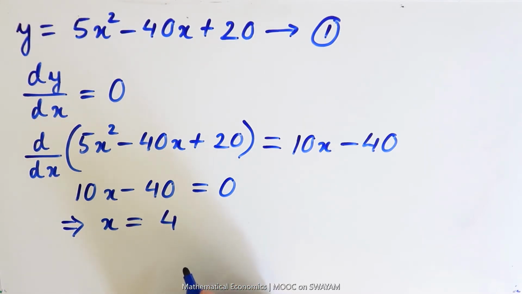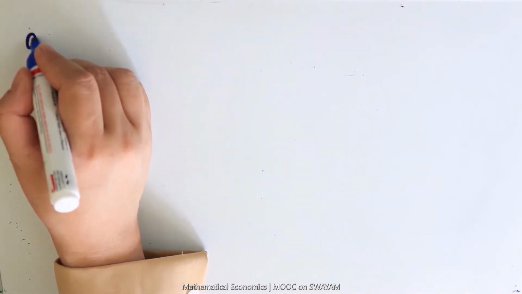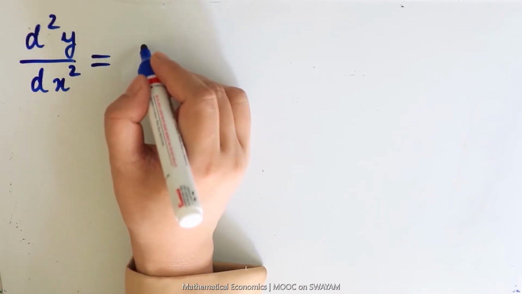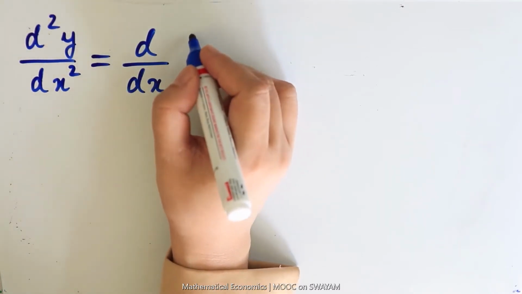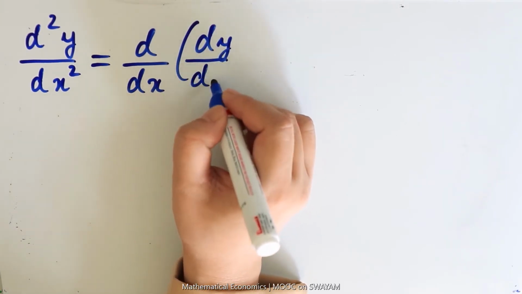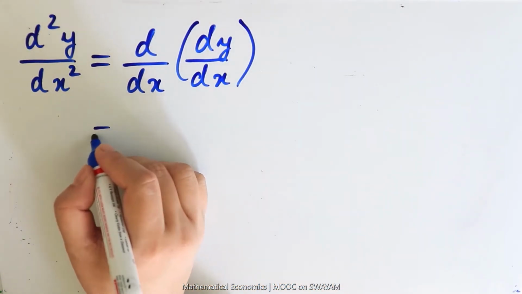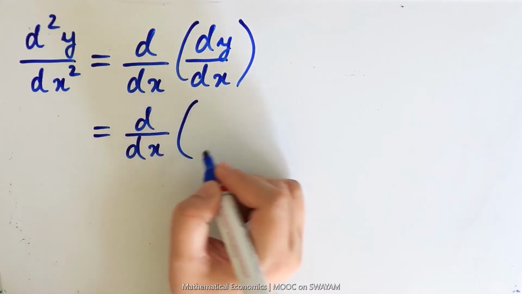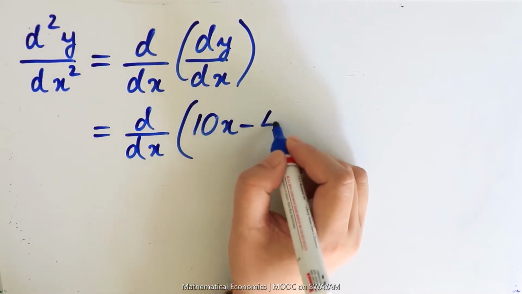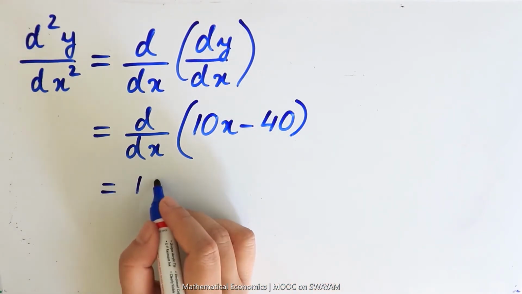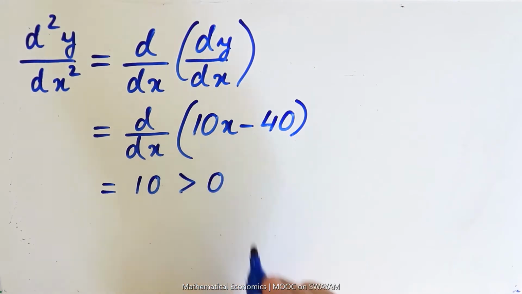Now to check if the function has a maximum or a minimum at x equal to 4, we find the second derivative. So second derivative is d square y by dx square, or we can write it as d dx of dy dx. Now we already found out dy dx, and that was 10x minus 40, or after differentiating this we get equal to 10, and 10 is greater than 0.